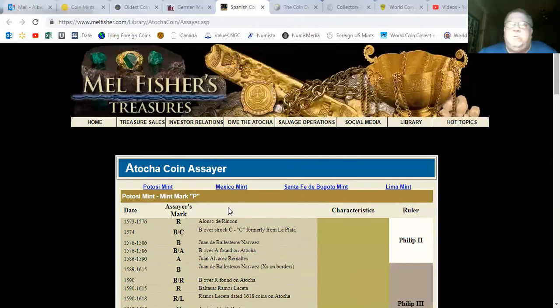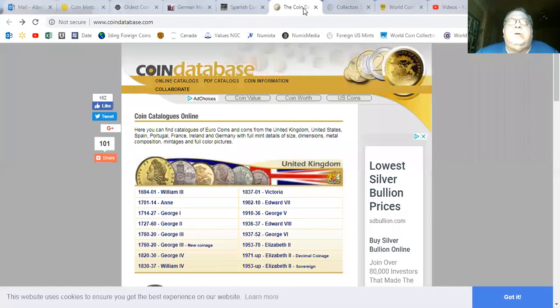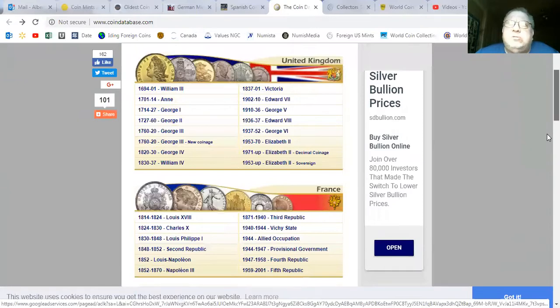And I'll show you the coins with the mint marks on it. Then we're going to go to, yeah, here we go. Now here's a database. It's the coin database, which is cool. And this gives you who's on the face of the coins from such and such date, and it tells you what type of monetary system it is.